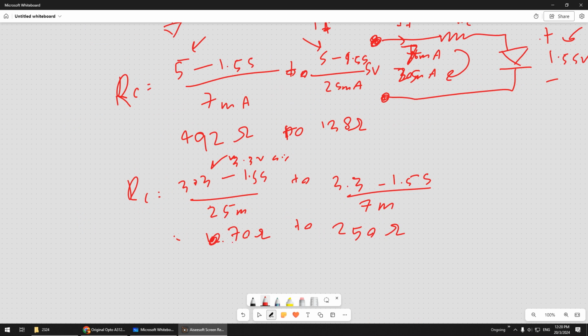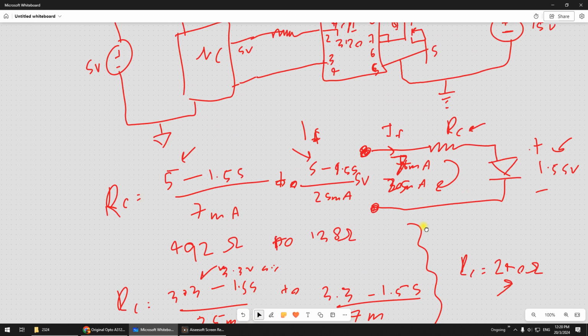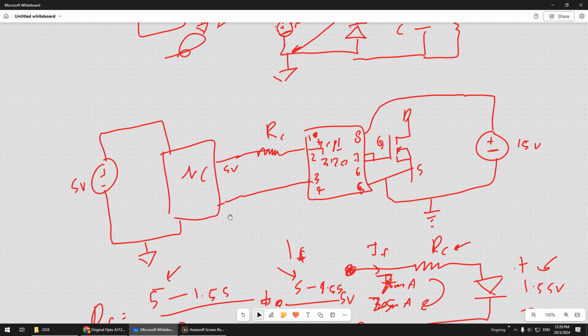So this is the answer. For 3.3 volt output, you have to use 70 until 250. But for the 5 volt one, you have to use this resistance, 138 until 492. But usually in the application note, they just recommend RC equals 240 ohm. That is the standard they use. So instead of calculating, you can just use the standard. So RC is just 240 ohm. So that's it, how you can design the HCPL 3120.